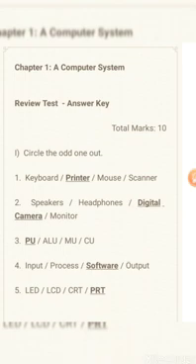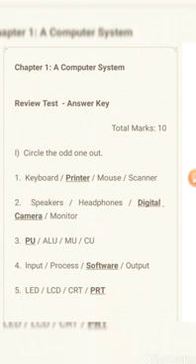So let's look at question number 1. It is about circling the odd one out. Sub question 1: there are 4 words given here: keyboard, printer, mouse, scanner. The odd one here is printer. So circle printer. Why? Because it is an output device and all other devices are input devices.